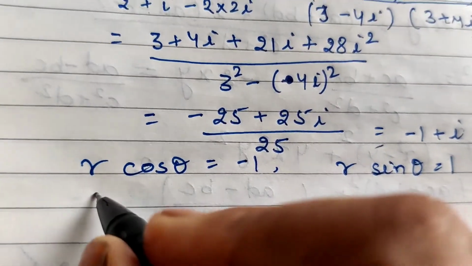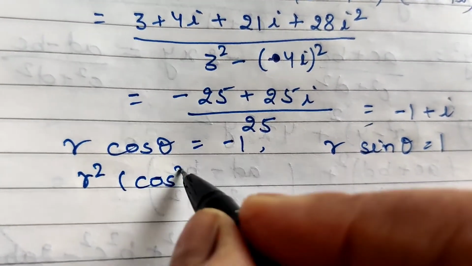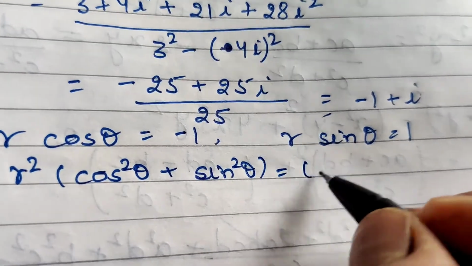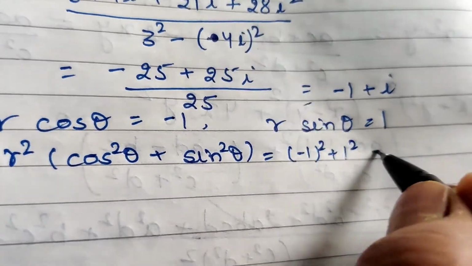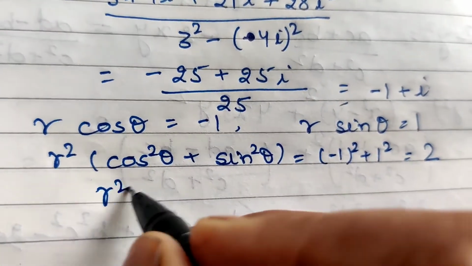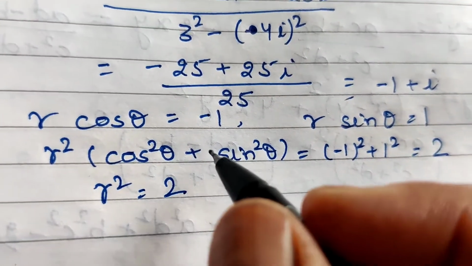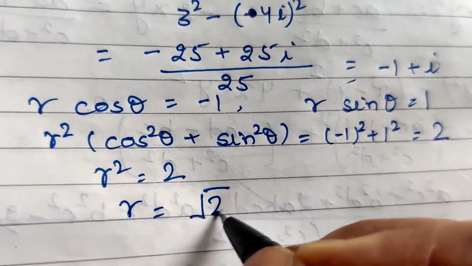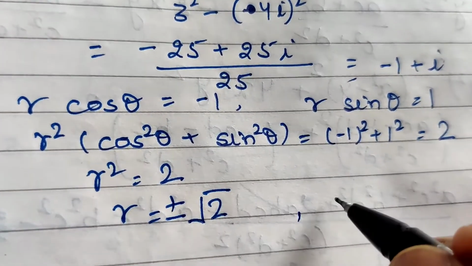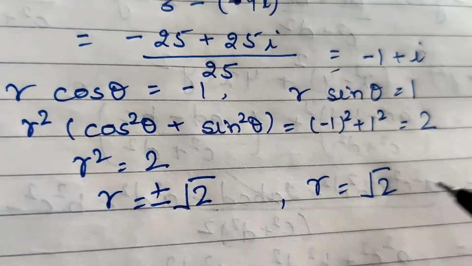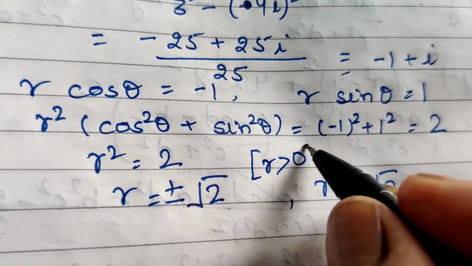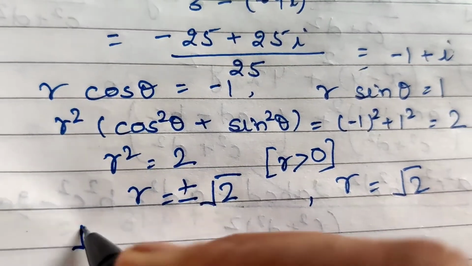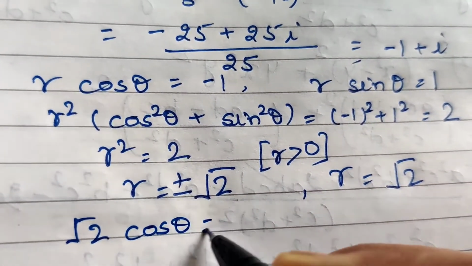Now squaring both sides and adding, r square (cos square theta plus sin square theta) equal to minus 1 square plus 1 square, which is 2. r square equal to 2 because sin square theta plus cos square theta equal to 1. Then r equal to plus minus root 2, but r cannot be negative. Therefore r equal to root 2, because r is always greater than 0. It is a distance.